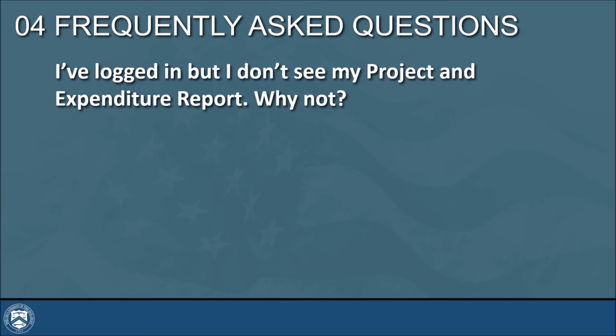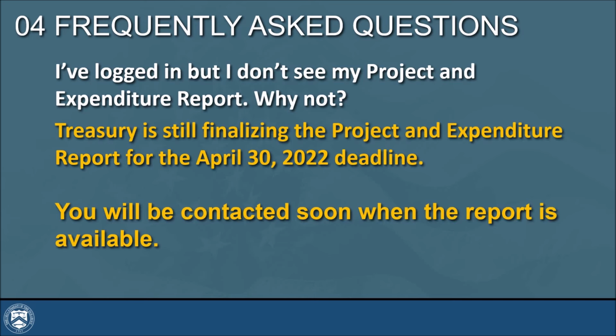The next question that often comes up is, I've logged in to the Treasury Reporting Portal, but I don't see my project and expenditure report. Why not? And the answer is because Treasury is still finalizing the project and expenditure report for the April 30th, 2022 deadline. You will be contacted soon by email when the report is available. You will also see updates on our website.